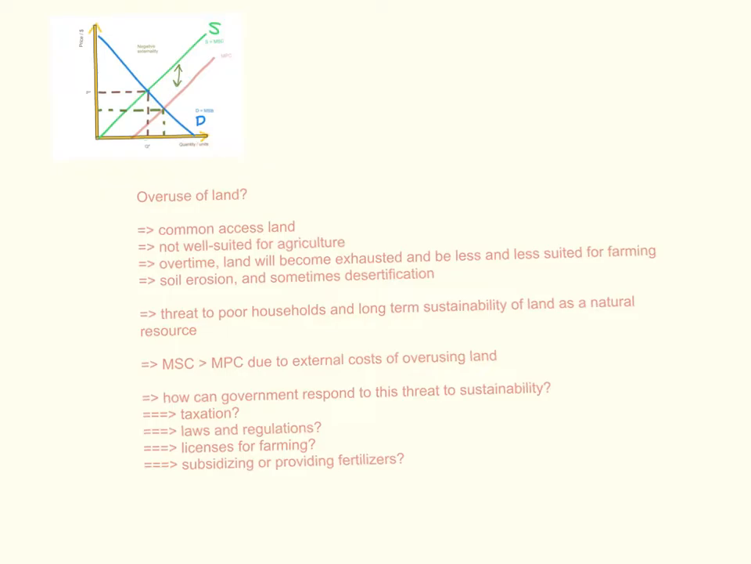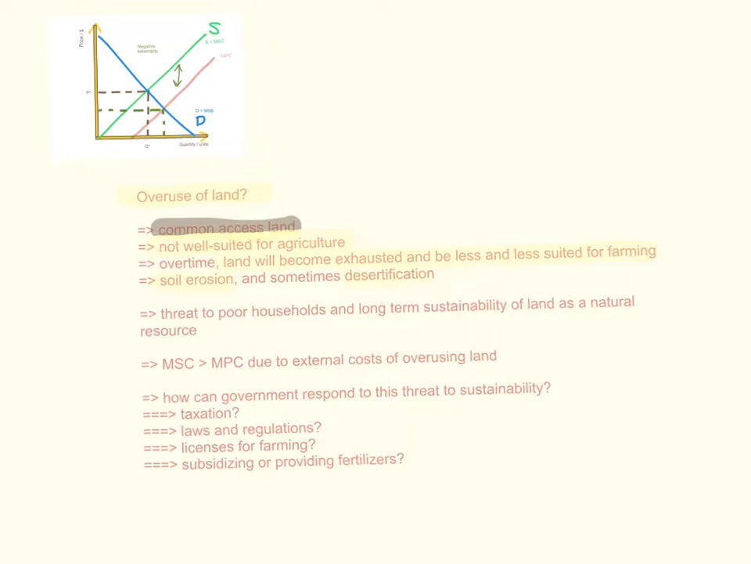So let's take a look at the problem of overuse of land first before we take a look at the diagrammatic representation. So overuse of land in developing countries, again, similar to the previous slide, there's a lot of common access land. It's land that's not really owned or regulated by anyone. And in many countries, this land can sometimes be not really well suited for agriculture, maybe because the land lacks certain minerals or the soil is not suitable for agriculture. Over time, the land will become exhausted and will become less and less suited for farming. This leads to soil erosion and in the long run, sometimes even desertification.